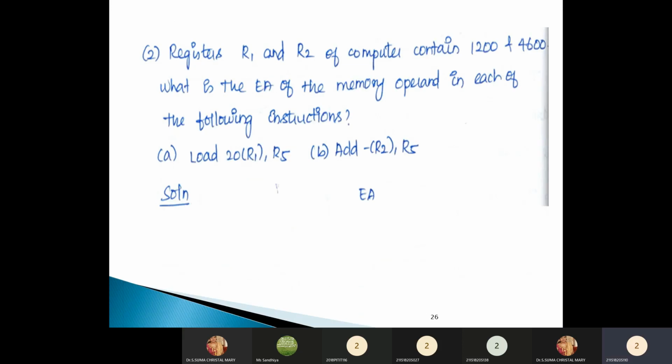The second problem is: registers R1 and R2 of a computer contain 1200 and 4600. What is the EA of the memory operand in each of the following instructions? Let's solve this problem together. Before that, you solve it by yourself and let me know the answers.